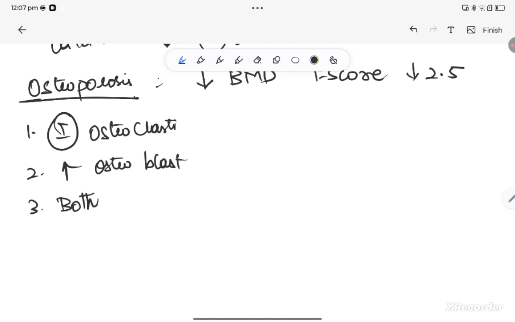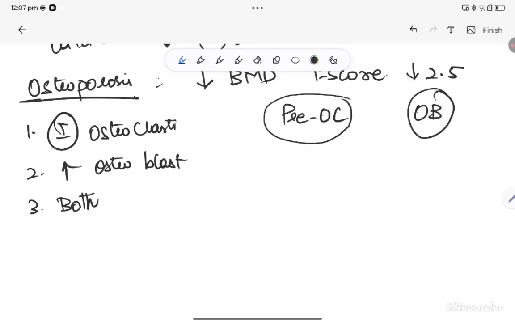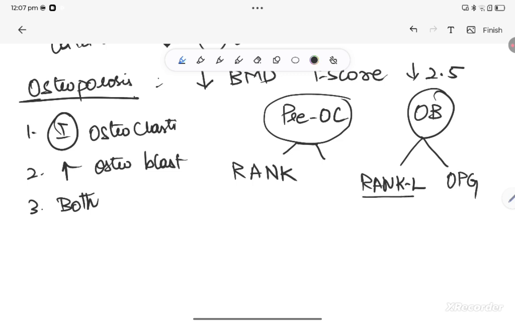Before going into the drugs which cause all these things, let us first see the basic physiology of the bone resorption pit. Pre-osteoclast usually exists and osteoblast usually exists. This pre-osteoclast has RANK on it, receptor activator of nuclear factor kappa B. Okay, this is the RANK. Osteoblast secretes two ligands. One ligand is RANK ligand. The other one is osteoprotegerin. This RANK ligand comes and binds to the RANK here, which results in activation of pre-osteoclast to osteoclast.